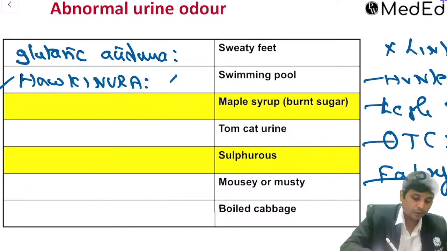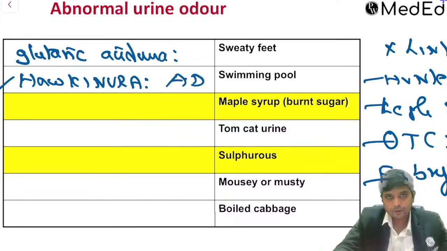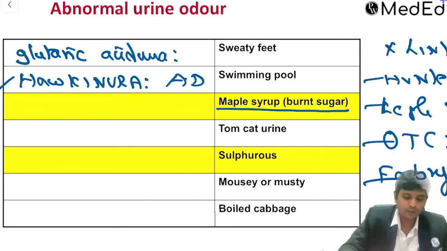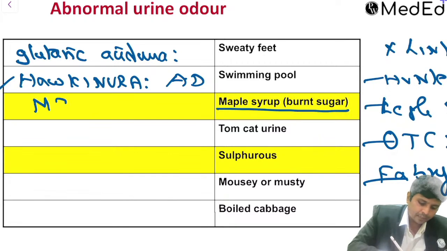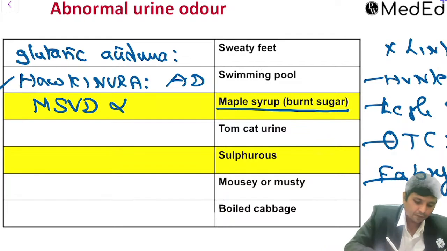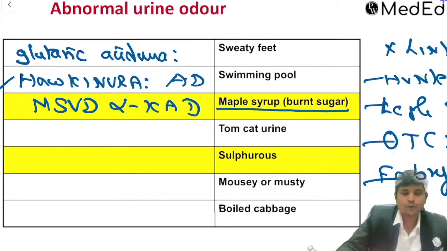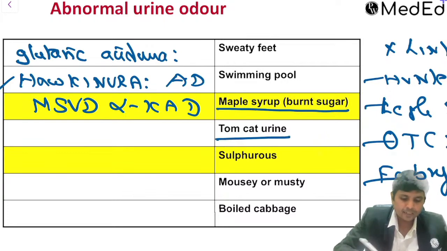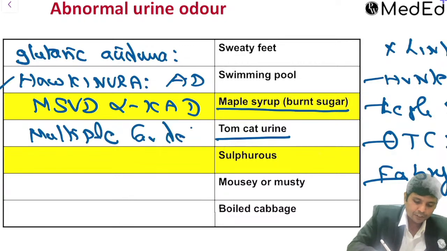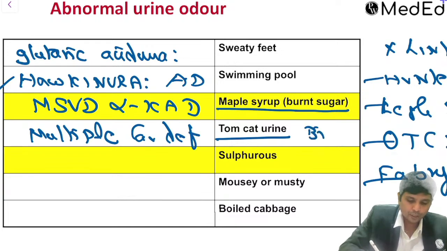What are all autosomal dominant? One is familial hypercholesterolemia, second one is Hawkinsinuria, third one is some porphyrias are autosomal dominant. Where will you get this maple syrup or burnt sugar smell? Yes, maple syrup urine disease, which is due to deficiency of what? Deficiency of branched-chain alpha keto acid dehydrogenase. Where will you get this tomcat urine odor? Tomcat urine odor usually you will get in multiple carboxylase deficiency, which requires biotin.